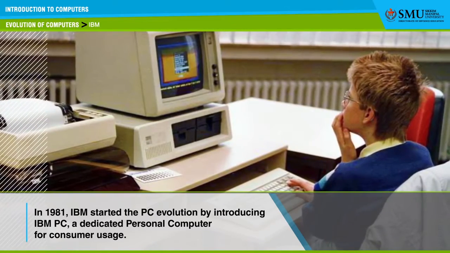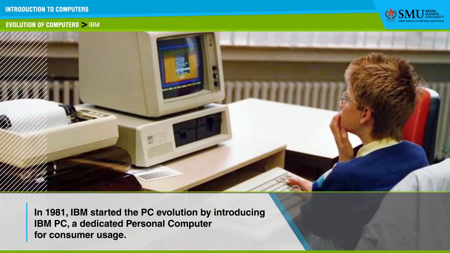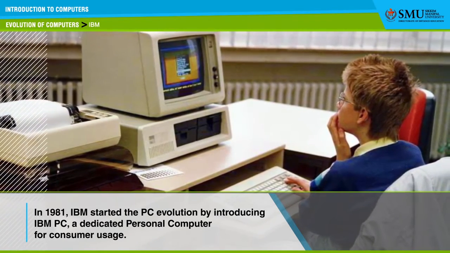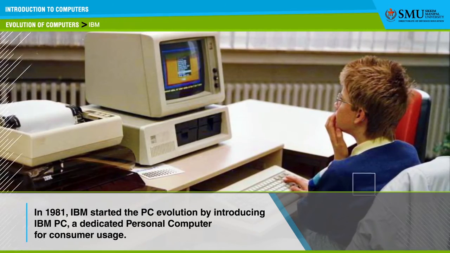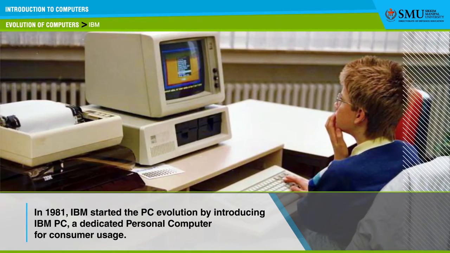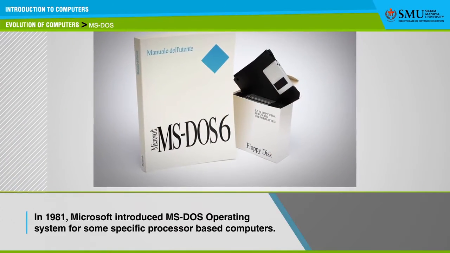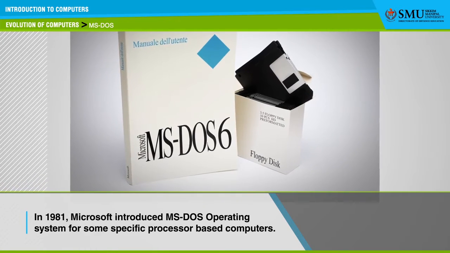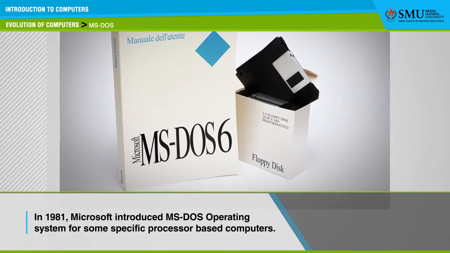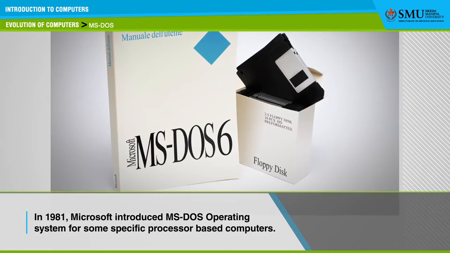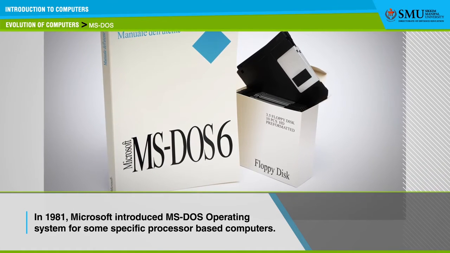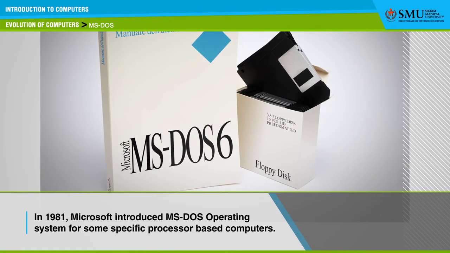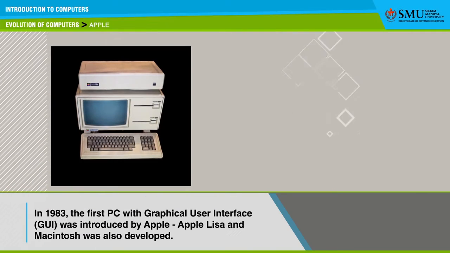In 1981, IBM started the PC evolution by introducing IBM PC, a dedicated personal computer for consumer usage. In the same year, 1981, Microsoft introduced MS-DOS operating system for some specific processor-based computers. After its widespread usage, it became the operating system of the century.